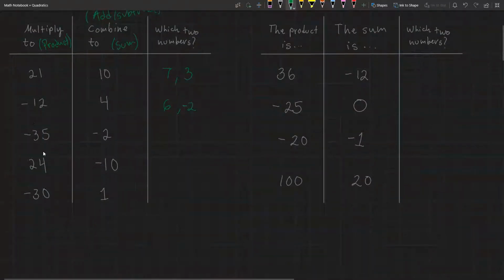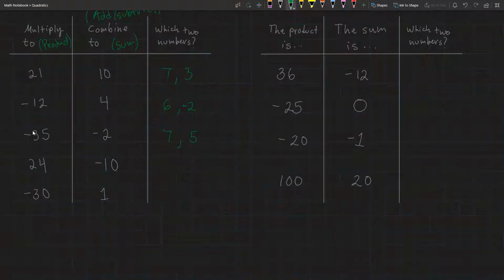Same thing. Product of negative 35. That tells me one number is positive. The other one is negative. So something multiplies to 35 and can make a negative 2. So I'm thinking some form of 7 and 5. Can some form of 7 and 5 multiply to negative 35? The answer is yes.